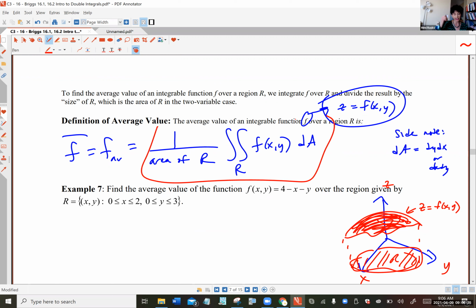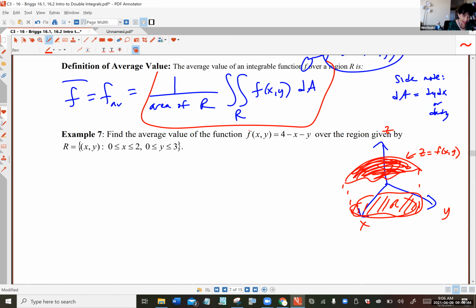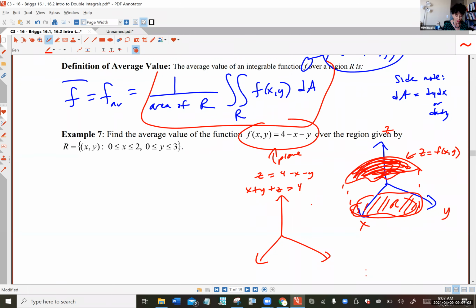So let's do an example, and then you'll get a chance to do examples in homework and have it on the quiz. Okay. Find the average value of this function, 4 minus x minus y. And by the way, this is a plane. How do I know? Because it's linear. If I did have to graph it, I would replace f of xy with z, and rewrite it by adding x and y to both sides. This plane, x plus y plus z equals 4, you should all remember how to graph a plane. Just graphing the portion of the plane in the first octant, it looks like that. So that's the graph of the surface.